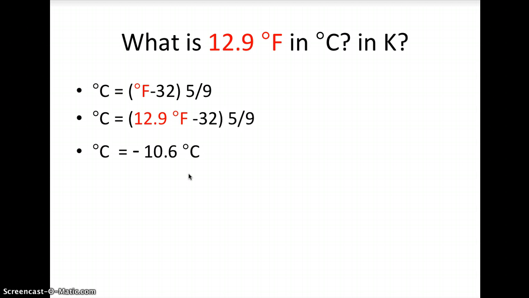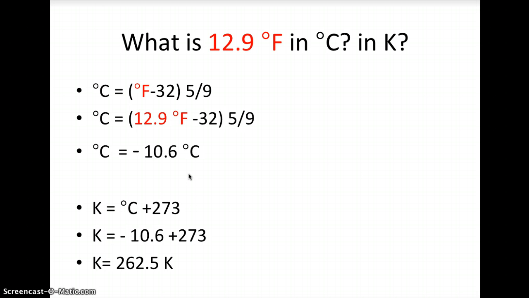Make sure you're using it right, following the order of operations. Okay, to go from negative 10.6 degrees Celsius, you simply want to do what? You want to add 273 because that's what those two scales are offset by. And you end up with negative 10.6 plus 273. Another way of thinking about that is 273 minus 10.6. Woohoo! There you go. Kelvin equals 262.5 Kelvin. Don't say degrees Kelvin because that would be wrong.